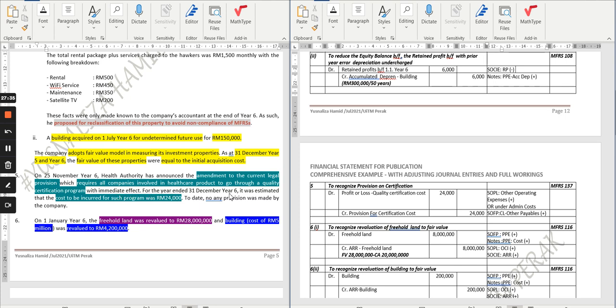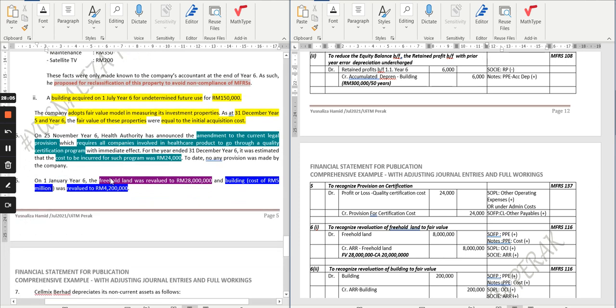For the year ended 31st of December year 6, it was estimated that the cost to be incurred for such a program is 24,000. So there should be a provision being made. And since this is a requirement of the health authority, a legal requirement, and that amendment has been made to the current legal provision, which requires all companies without miss, whoever is in the healthcare product, to go through this certification program, therefore, you need to provide a provision by the company.